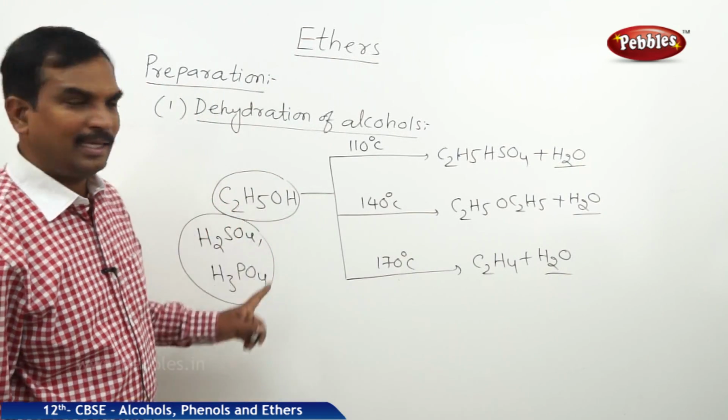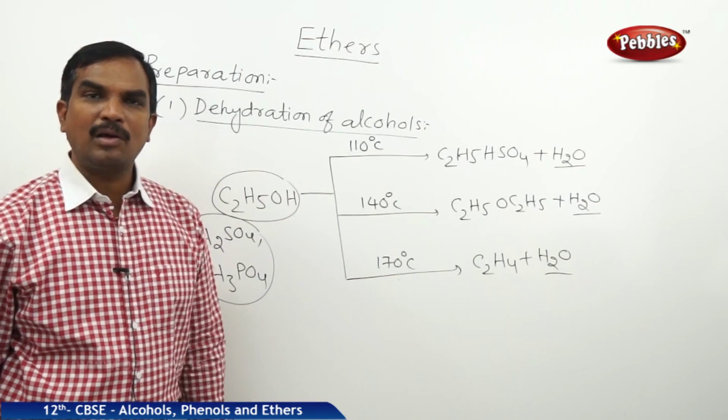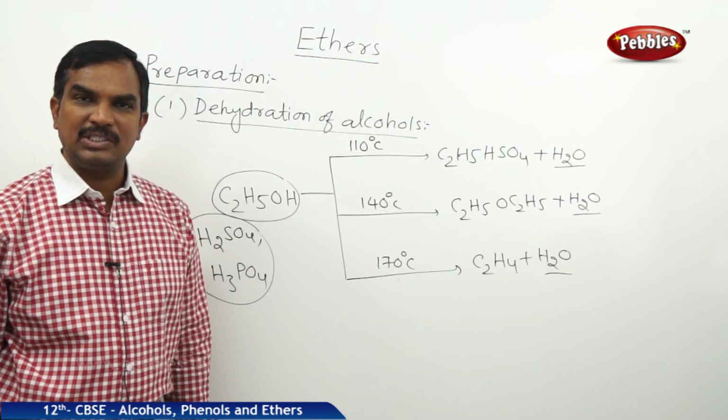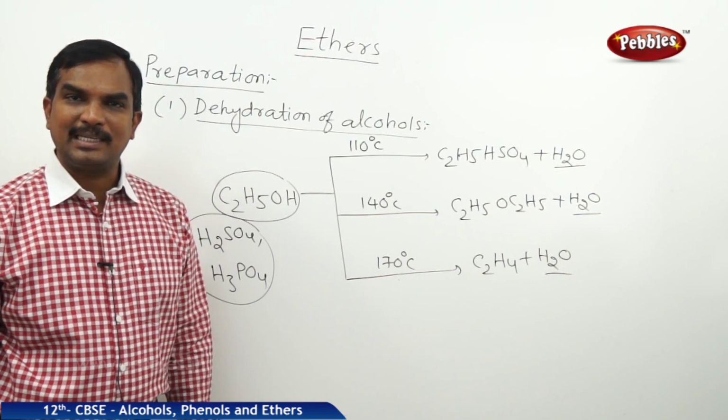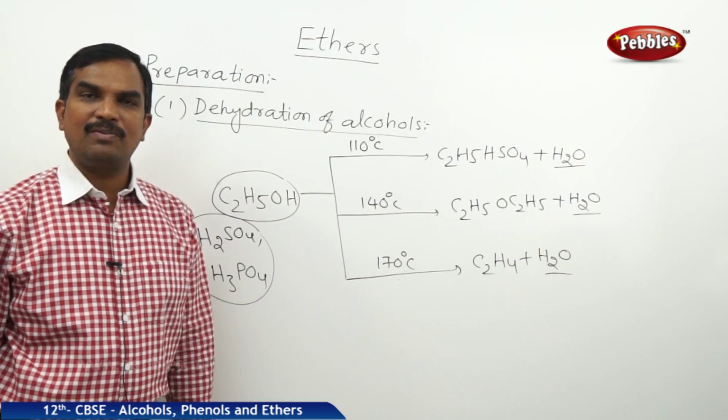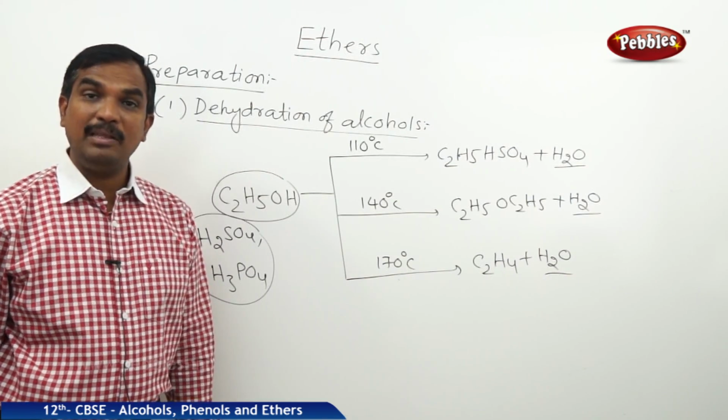That's why in this case we have to use generally a primary alcohol, not secondary or tertiary. Because if we use secondary or tertiary alcohols, we will finally get the alkene, which forms by the elimination reaction.